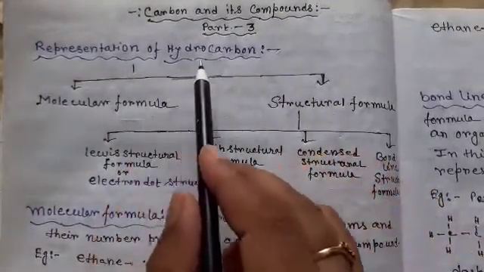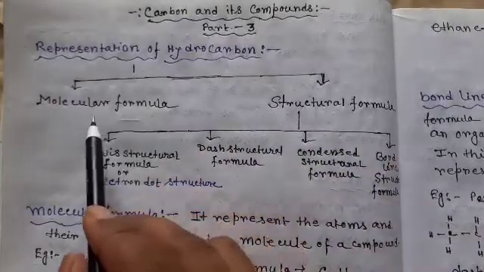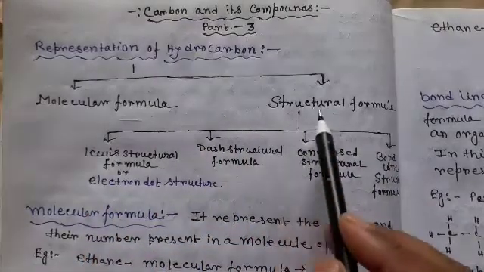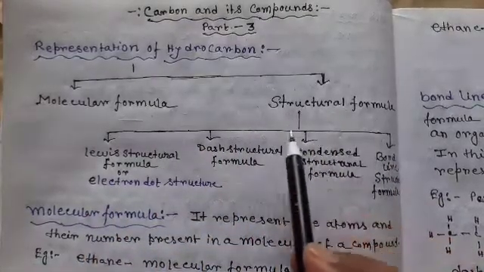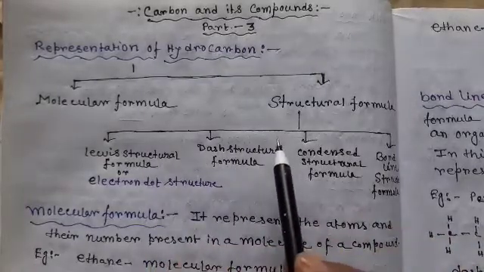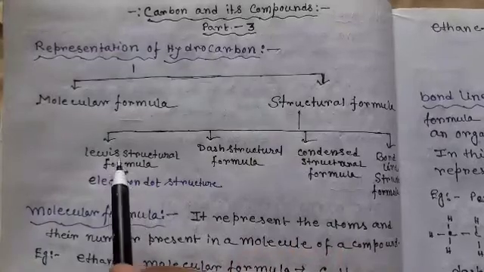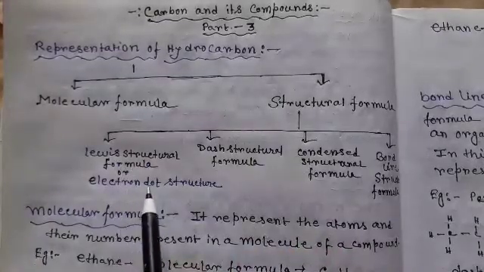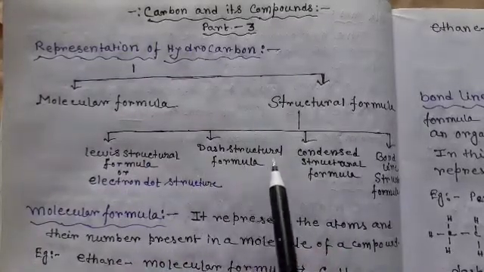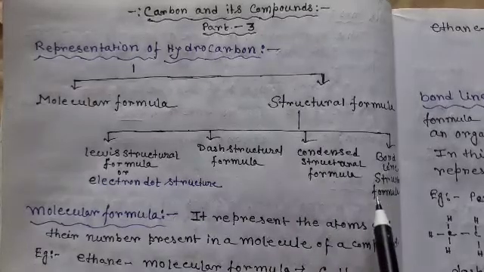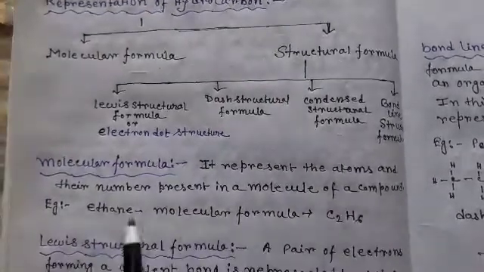Here the representation of hydrocarbons is divided into two parts. One is the molecular formula, another is the structural formula. The structural formula is further divided into four parts. That means structural formulas are represented in four different ways. First one is the Lewis structural formula or electron dot structure, then the dash structural formula, condensed structural formula and bond line structural formula. First one is the molecular formula.